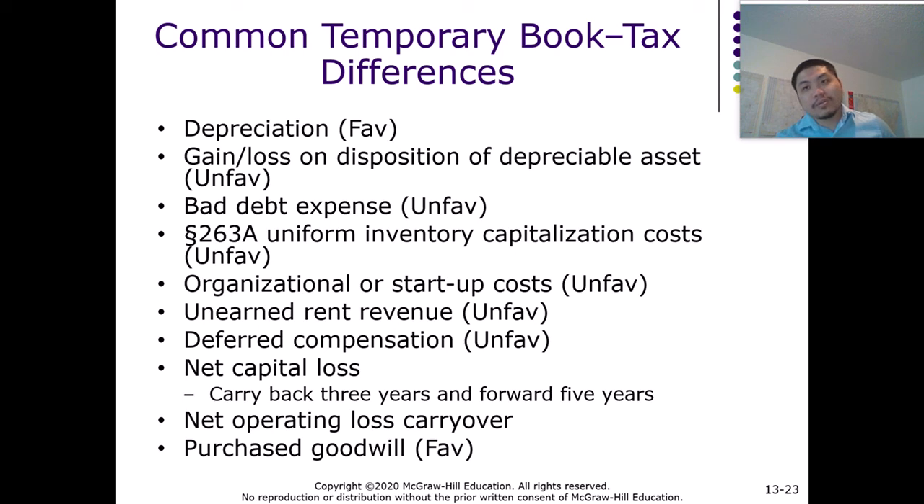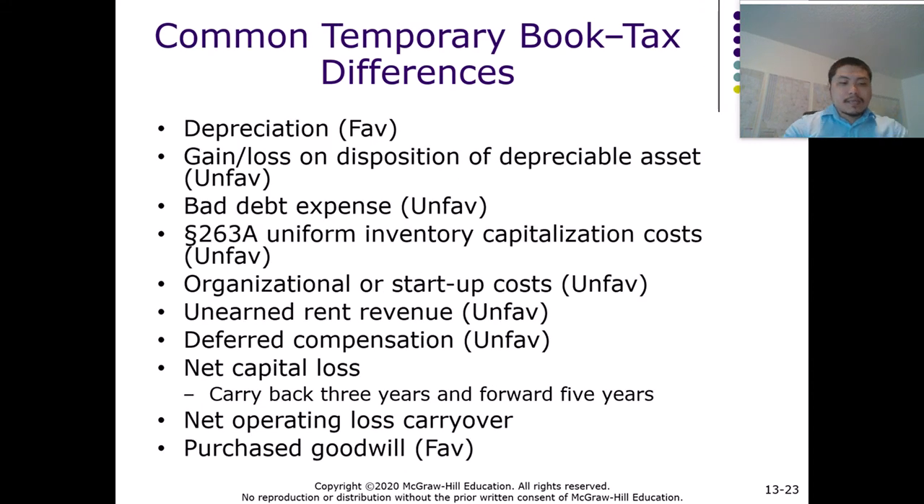But when the revenue is earned later on, the difference is going to be reversed anyway. So remember, for temporary differences, they only exist for a short amount of time, and in the future the difference is going to reverse and disappear.